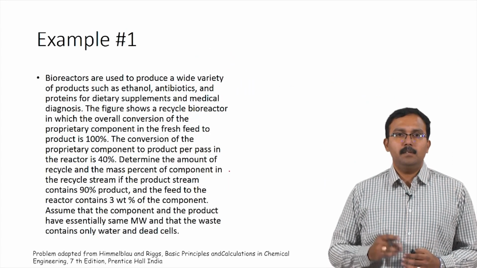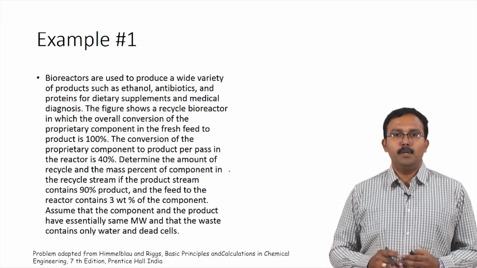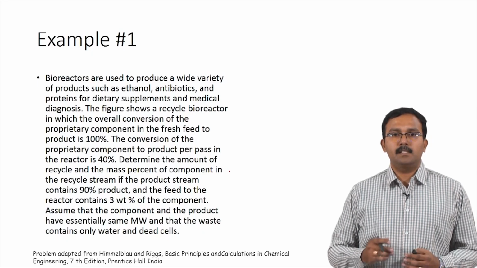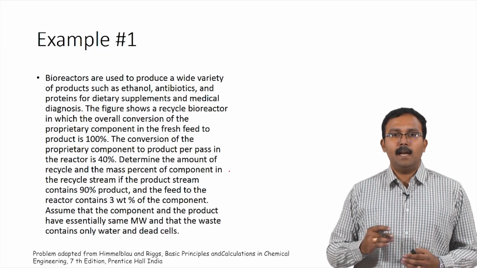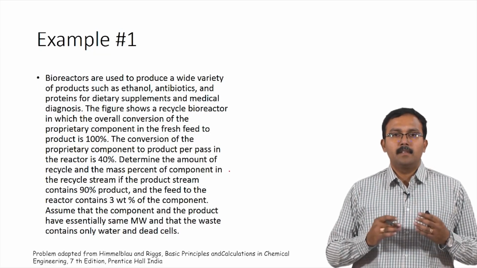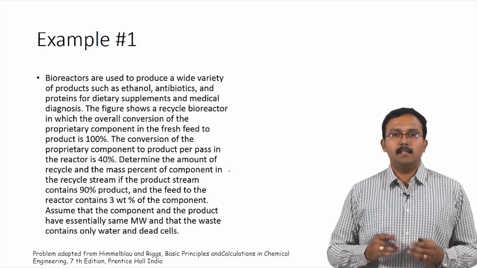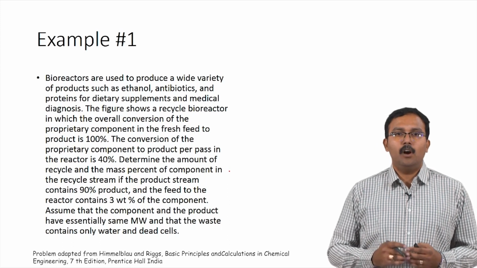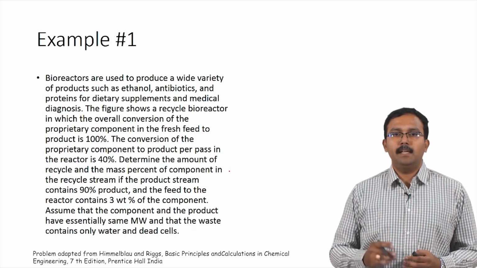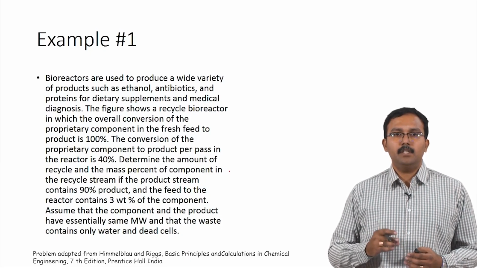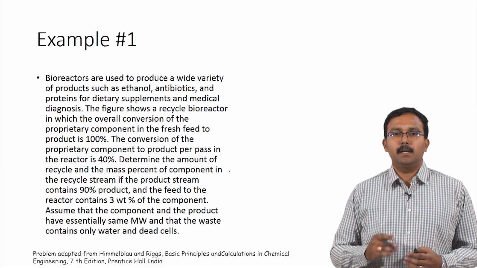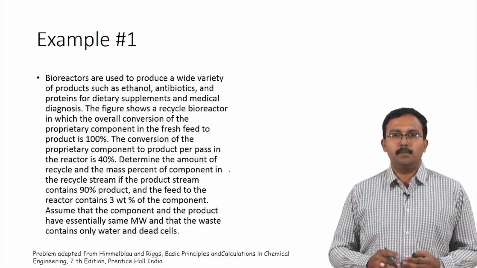Here is the problem statement. Bioreactors are used to produce a wide variety of products such as ethanol, antibiotics and proteins for dietary supplements and medical diagnosis. The figure shows a recycled bioreactor in which the overall conversion of a proprietary component in the fresh feed to product is 100%. The conversion of the proprietary component to product per pass in the reactor is 40%.